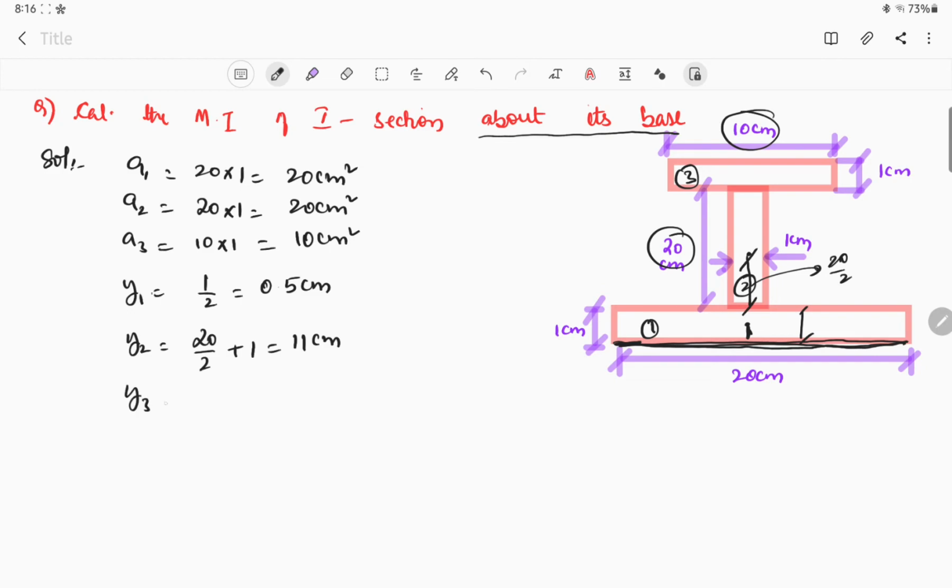What about y3? This is the centroid. From here to here distance will be 1 by 2, but I want the distance till base. So this distance is 20 plus this distance is 1. So 20 plus 1 by 2, which is equal to 21.5 centimeters. Okay, we got the values of A1, A2, A3 and Y1, Y2, Y3.